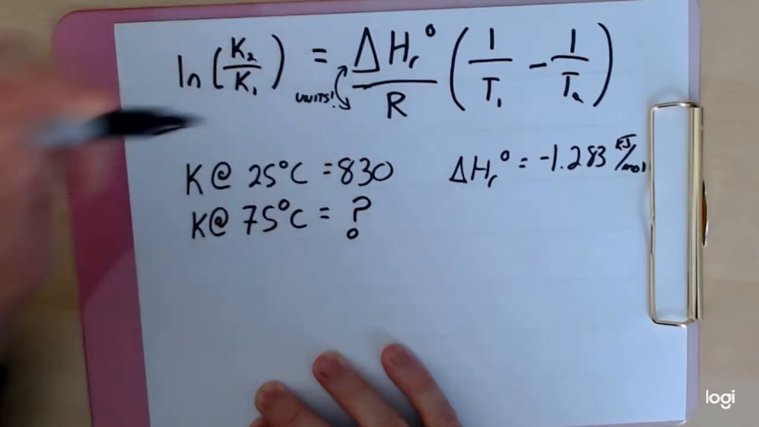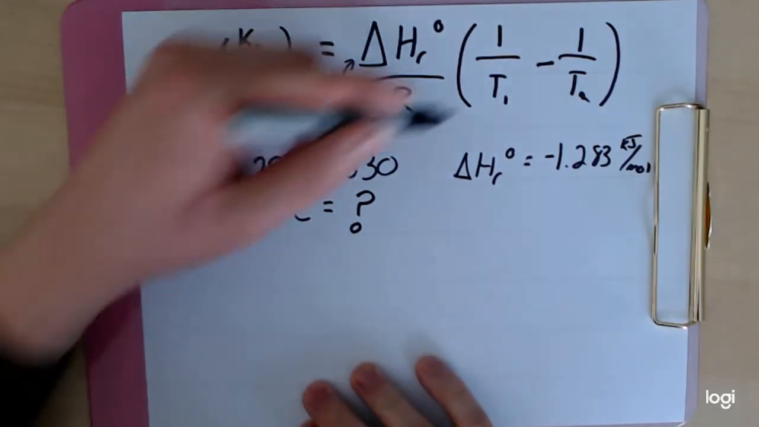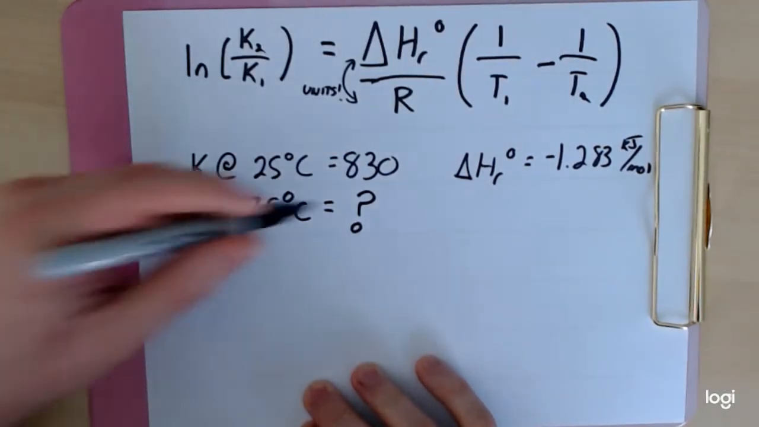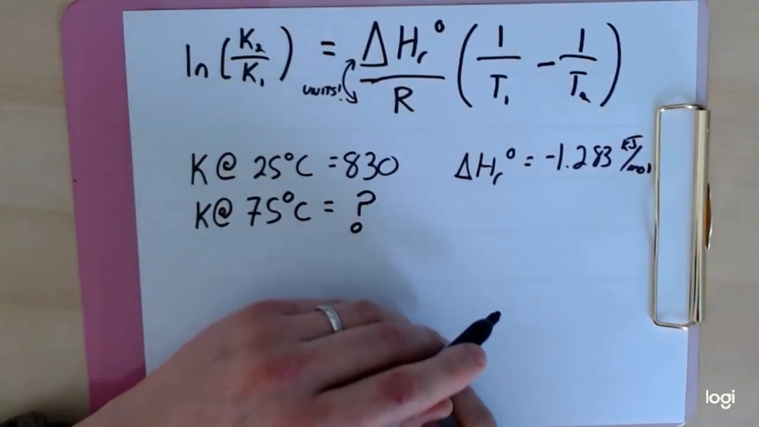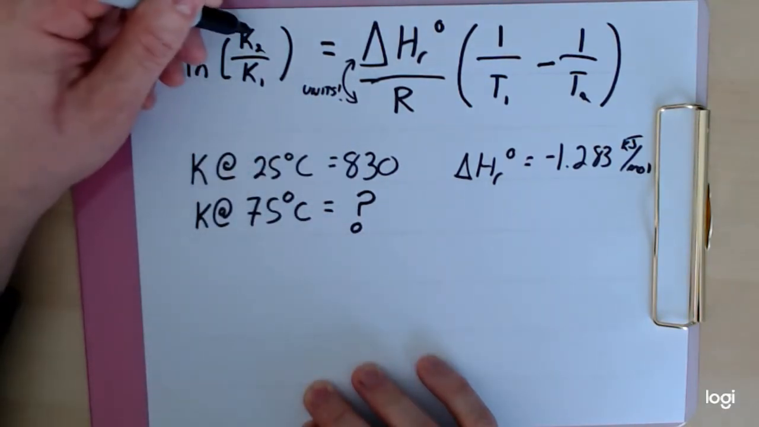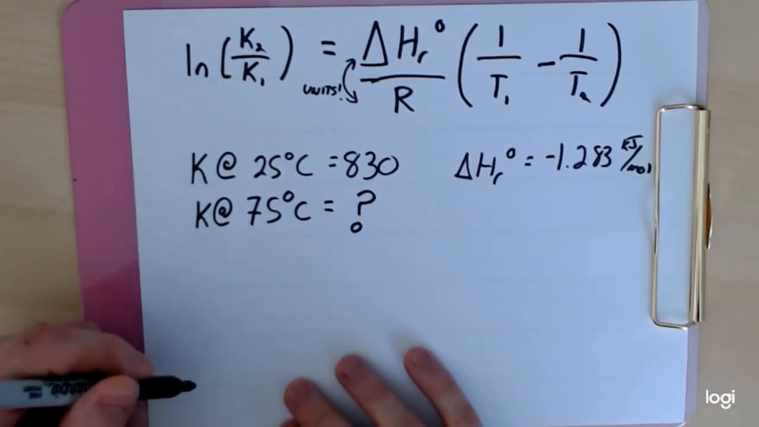So now let's just use this Van't Hoff equation and plug in everything that we know into the equation and then solve for the one thing that we don't know, which is K2. We know that temperature, we know that temperature, we know the enthalpy of reaction that's going to go into the formula, and we know the gas constant, and we know that K value. So yep, we just need to solve for K2. So let's plug everything in.